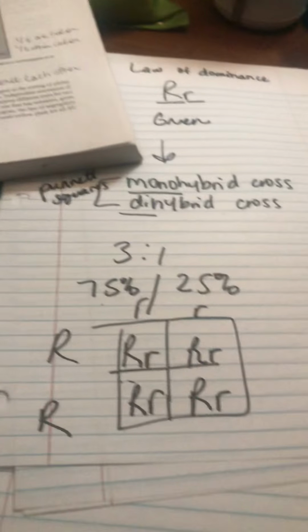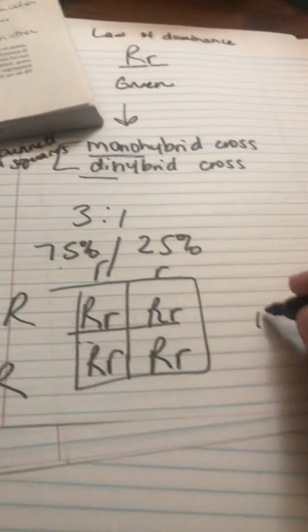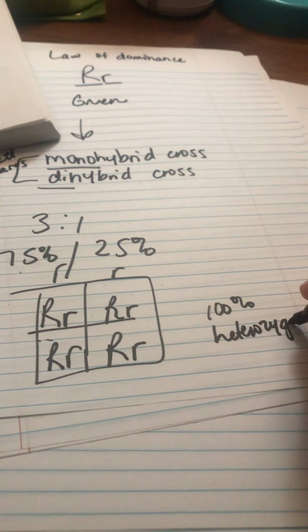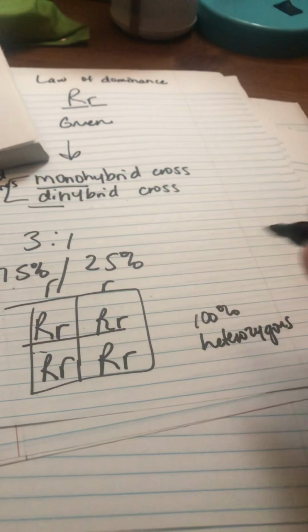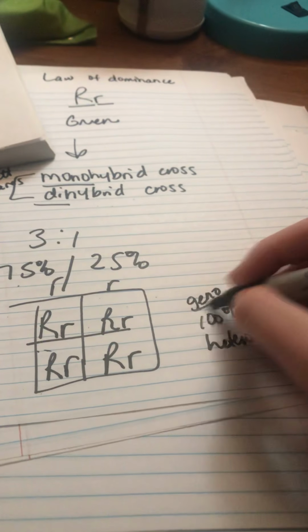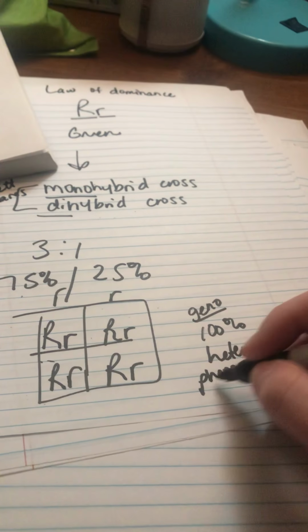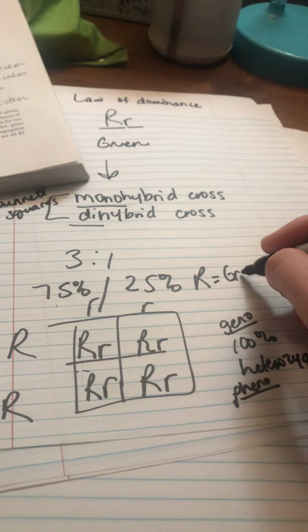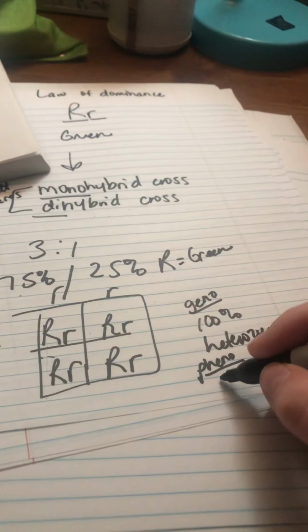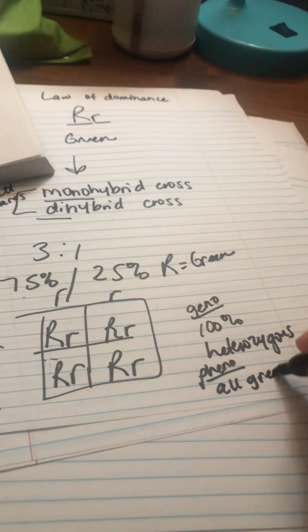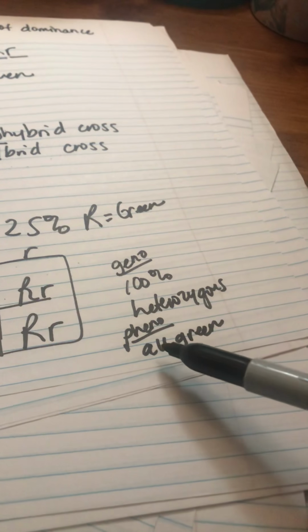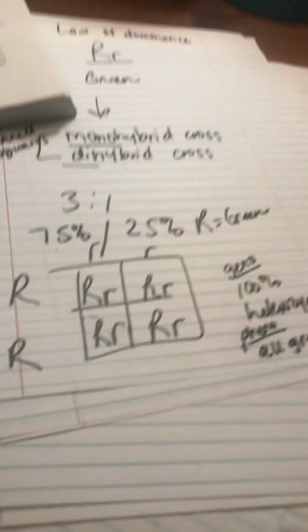So if I was going to write the genotype for this, it would be 100% heterozygous. That's the genotype. And if I was going to write the phenotype for this, and R is green, they would be all green. So genotype, phenotype. Okay.